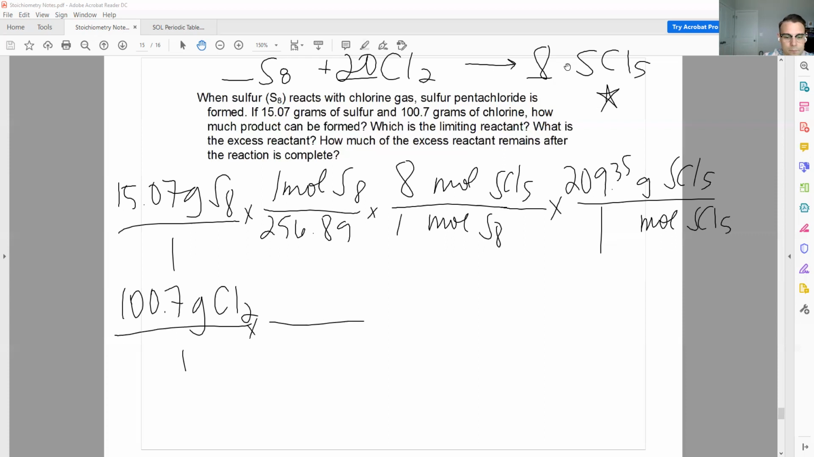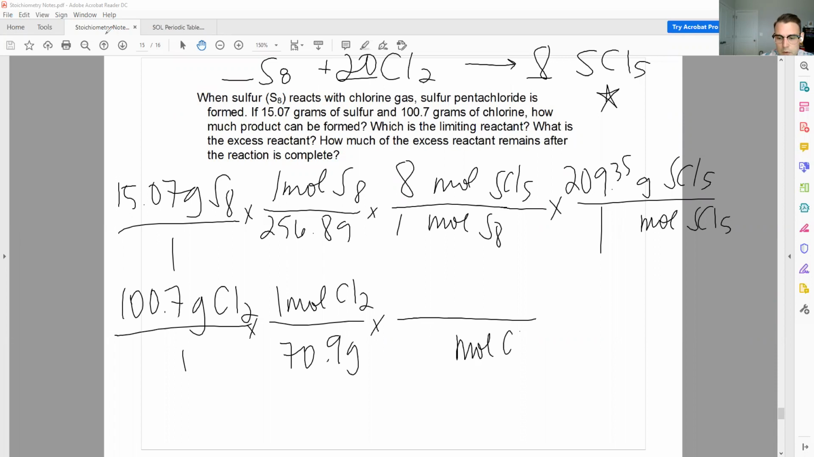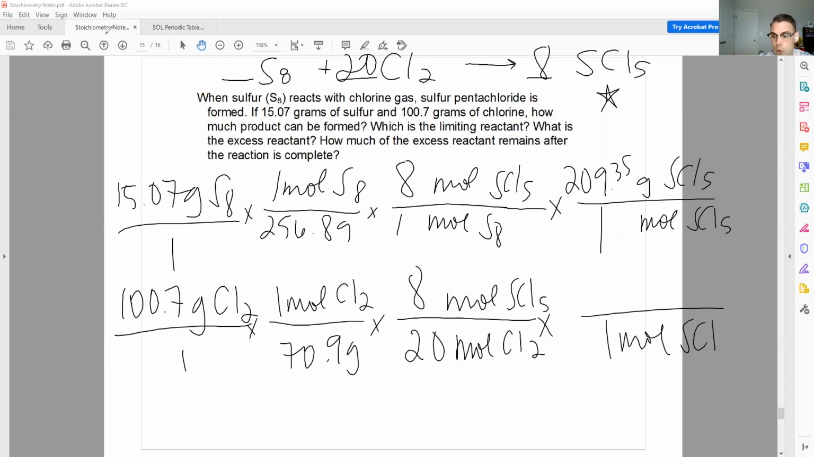The other one, 1 mole of chlorine gas, 35.45 times 2, which is 70.9 grams. And then we're going to go from moles of chlorine to moles of SCl5. And so that's still going to be 8 there, and it's going to be 20 on the bottom. Now, when you're doing a limiting reagent problem, the last 2 steps in each of your separate stoichiometry problems should be the same if you're going to grams, because you're going to the same product.